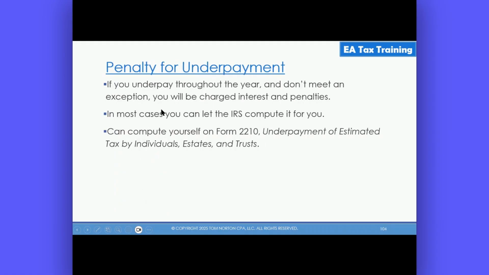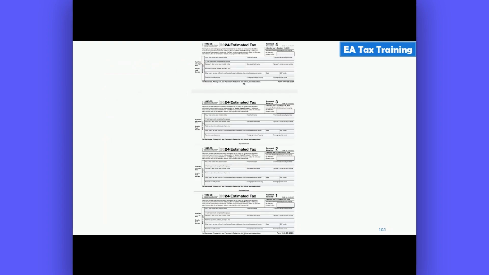The penalty for underpayment, again, if you underpay throughout the year, if you don't pay as you earn the income during the year, at least quarterly or through your paycheck, then you're going to have interest and penalties if you don't meet those exceptions. In most cases, the IRS will actually compute those penalties for you and then send you a bill. However, you can compute them yourself using a Form 2210, and your tax software should be able to do that calculation for you. Let's look quickly at the 1040ES.